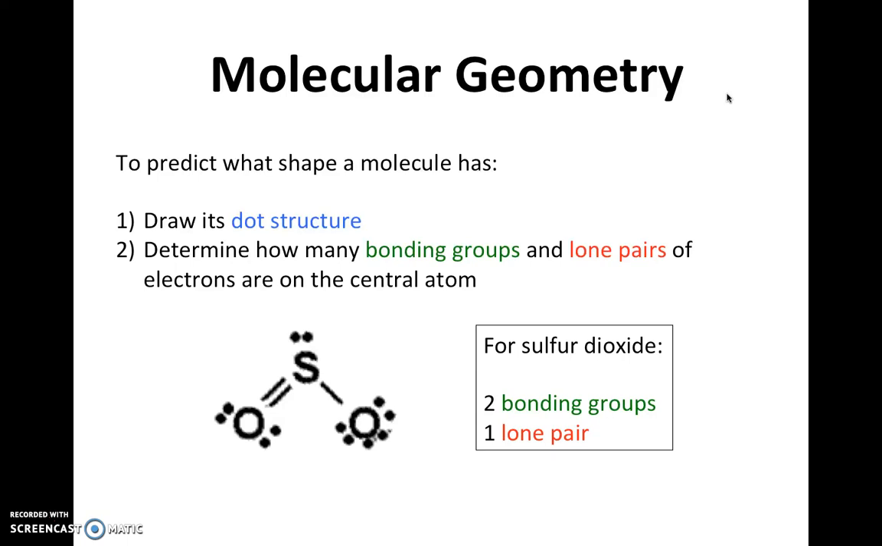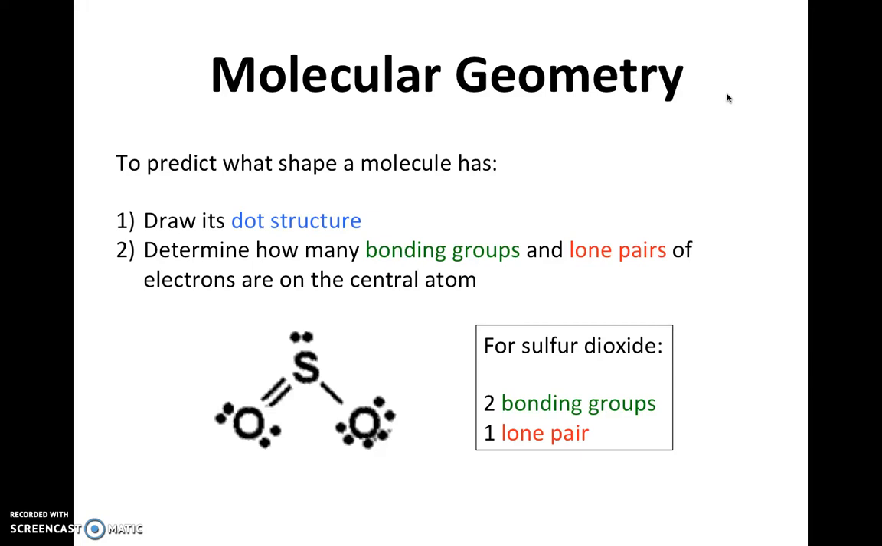In order to predict what shape a molecule has, you basically have to do two things. The first is draw its dot structure. This is something that you already know how to do. The second is to determine how many bonding groups of electrons and how many lone pairs of electrons are on the central atom. The example here is sulfur dioxide.